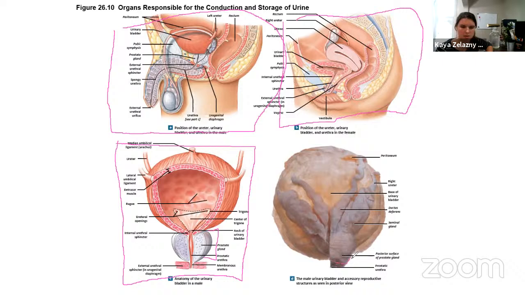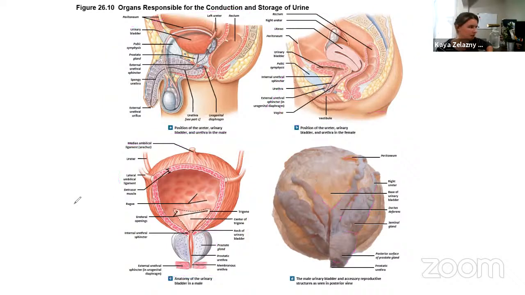So here is the prostate. Here are some other structures, the seminal glands that we'll talk about when we get to our reproductive unit. And here we see some peritoneal folds and the base of the bladder overall. So that's all we're looking at here.